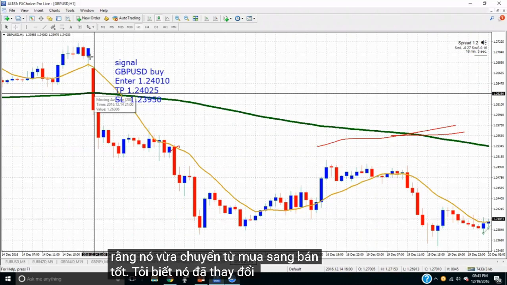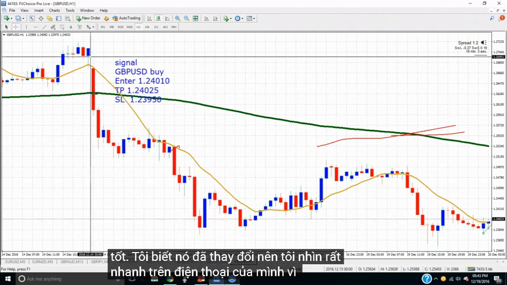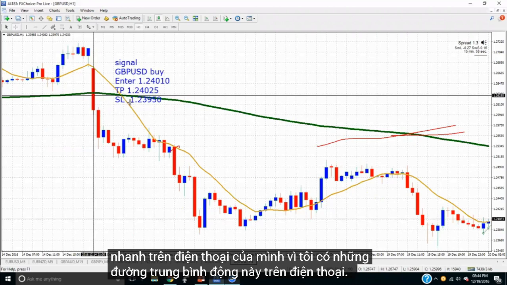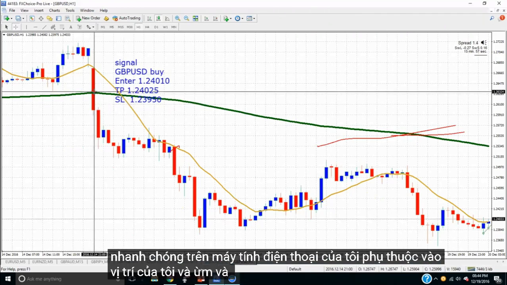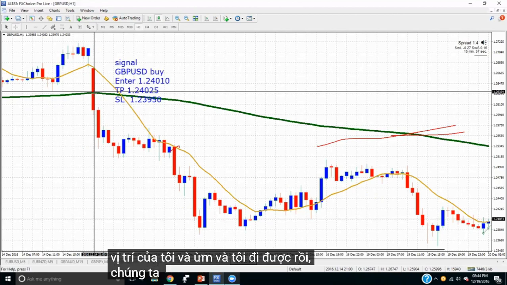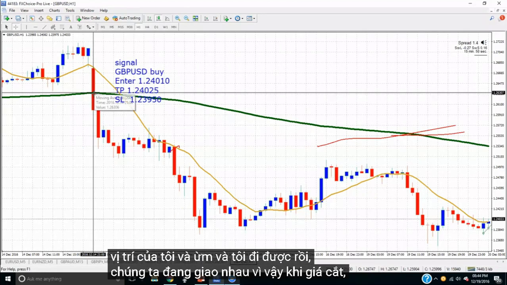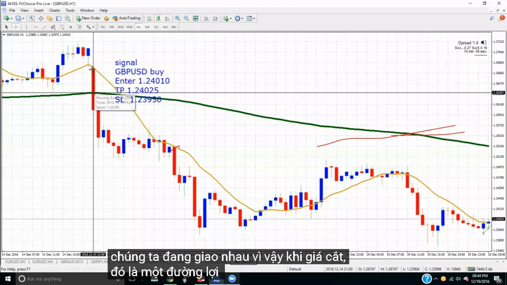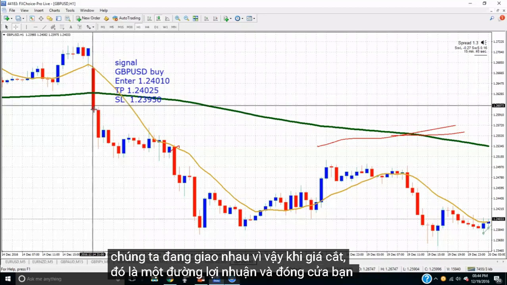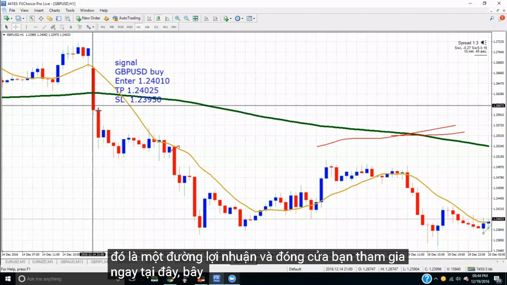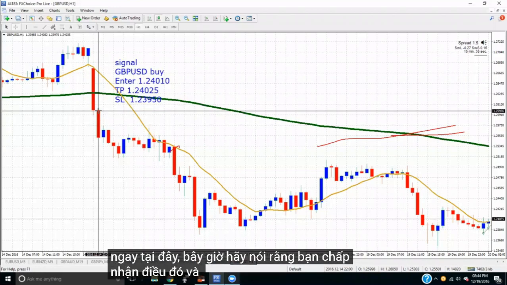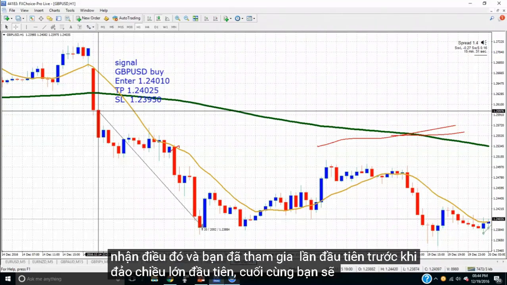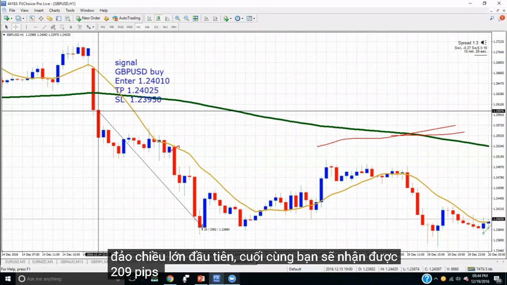Well, I know it changed. So I look really quick on my phone, because I have these moving averages on my phone. I look real quick on my phone or computer, depending on where I'm at. And I go, oh, okay, we're crossing. So when price crosses the profit line and closes, you get in right here. Now, let's just say you caught that and you got in. Before the first big reversal, you would have got 209 pips.